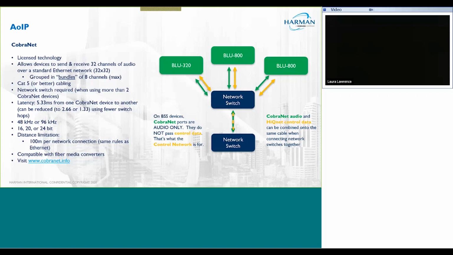Like I mentioned before, we're talking about AVB. Audio over IP allows for either 48 or 96 kilohertz sampling. And of course, the bit depth can be anything from 16, 20, or 24.